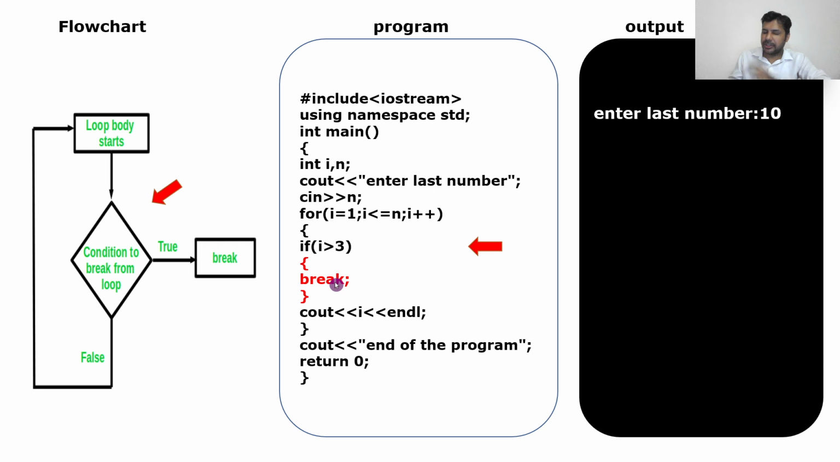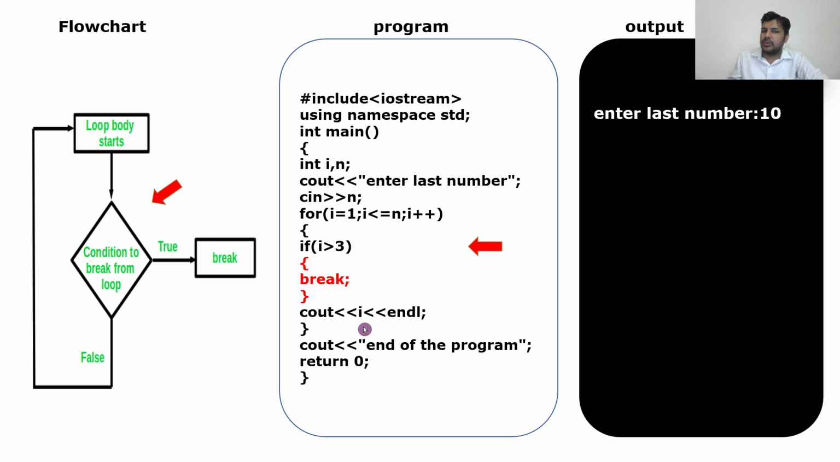Sorry, it's greater than. Okay, so 1 is greater than 3. Is it true? No. Condition fails. So what will it do? It will skip the if block. Directly it will print the I.